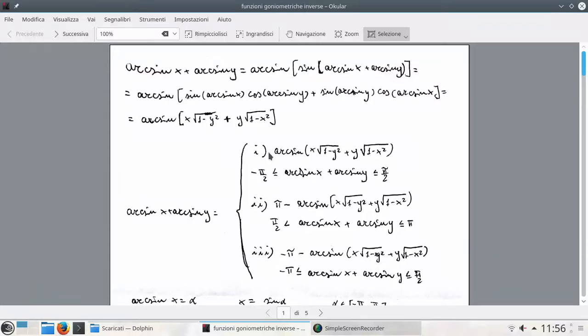So, this equation splits into three cases, which we call I, double I, and triple I.